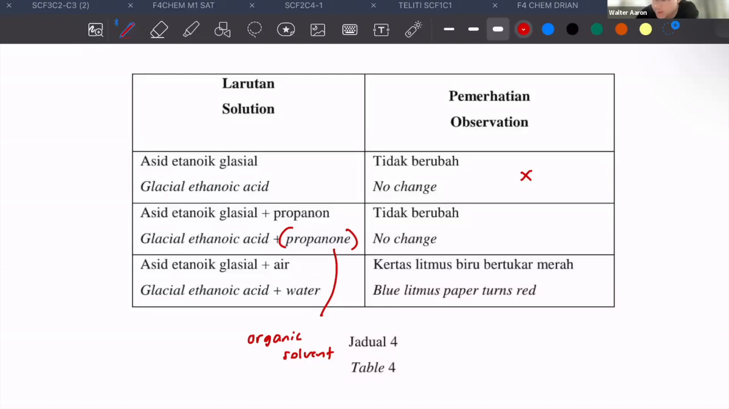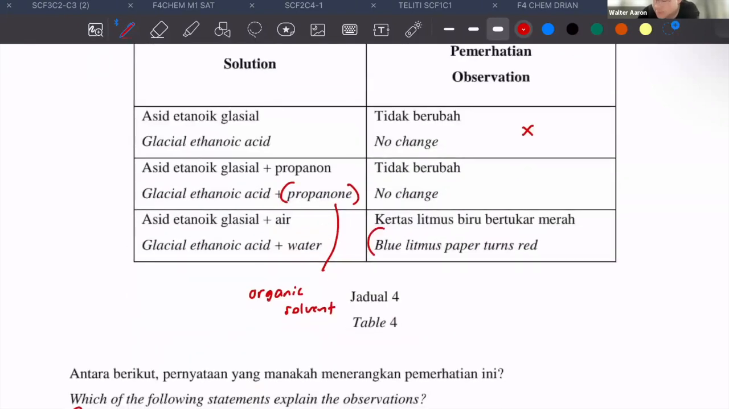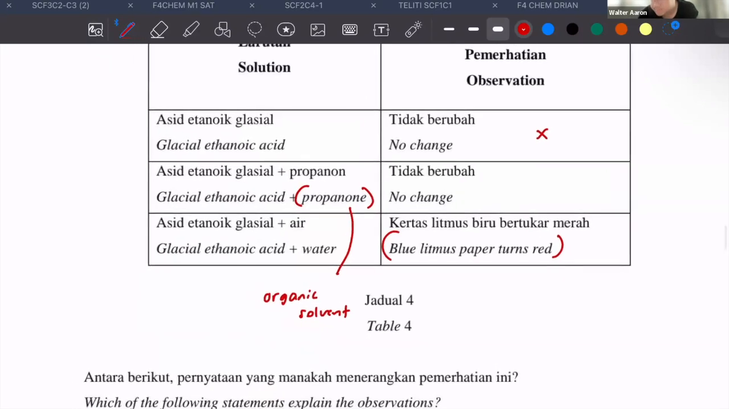Only when ethanoic acid dissolves in water, you'll be able to produce hydrogen ions. That's why after that, you can see the blue litmus paper will turn red. So acidic properties can only be shown when an acid is dissolved in water and then dissociates to release hydrogen ions.